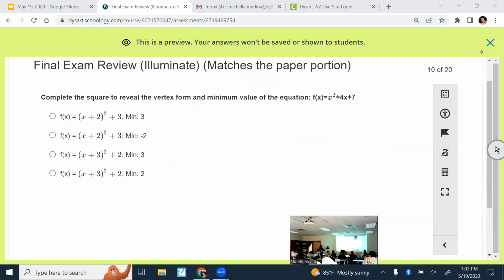Okay, so complete the square to reveal the vertex form and minimum value of the standard form of each quadratic: x squared plus 4x plus 7. So what's the best way to do this? You guys could figure out your minimum, right? How could you figure that out? By using Desmos and looking at the vertex. So let's do that, because there's tons of ways you could solve it. I think actually remembering the steps for completing the square might not be some of your strong suits.